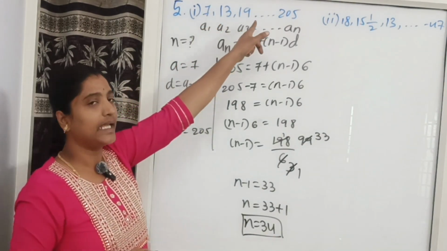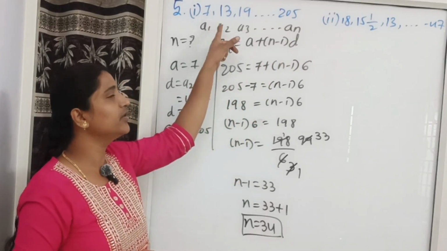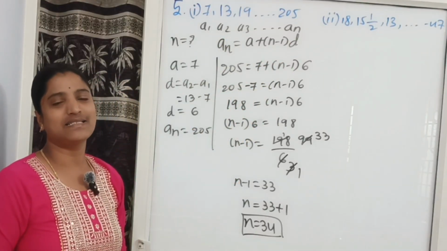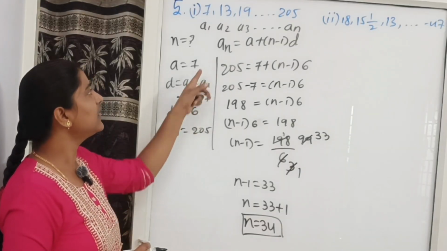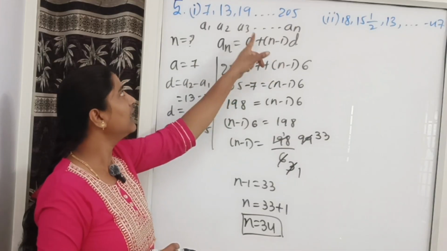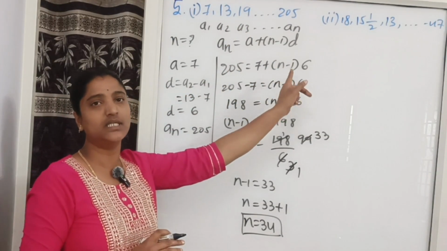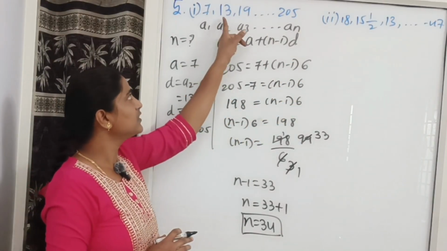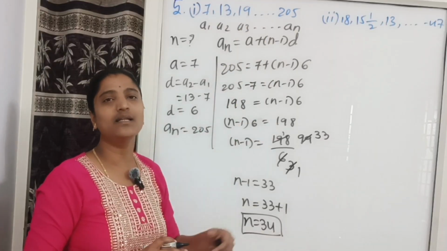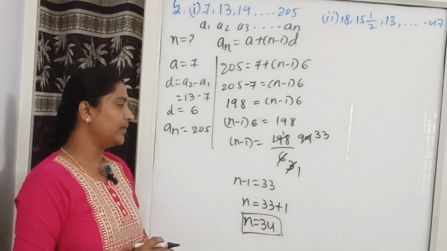So this is the AP, but the in-between terms they didn't give, only the last term and a few starting terms are there. They are asking us to find how many terms are in this AP. So we need to apply the nth term formula of an AP. According to the given AP, find a, d and an, which is nothing but the last term. Then we calculated that the total number of terms in the AP is 34. Clear? I hope it is clear.